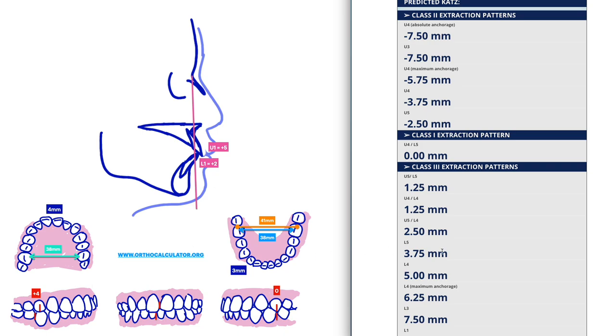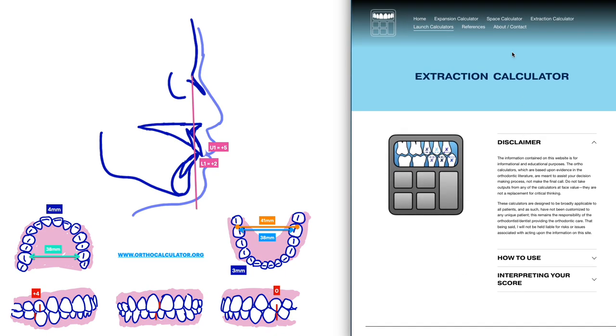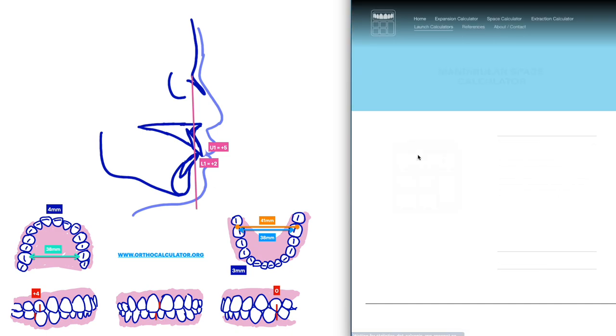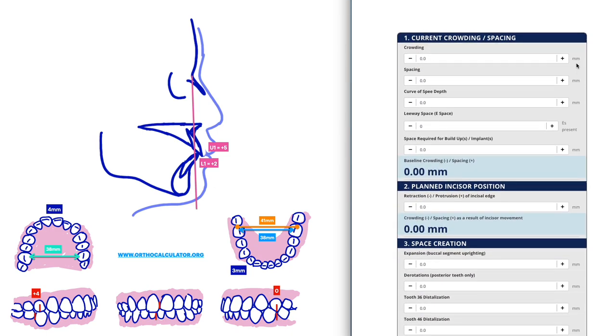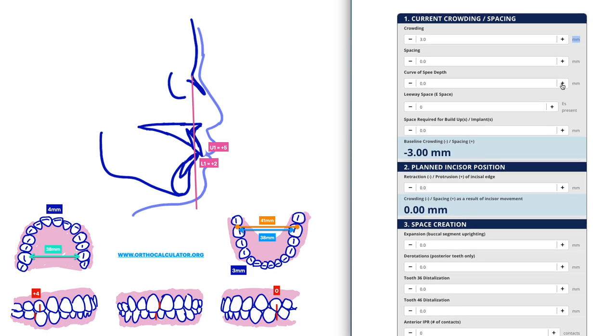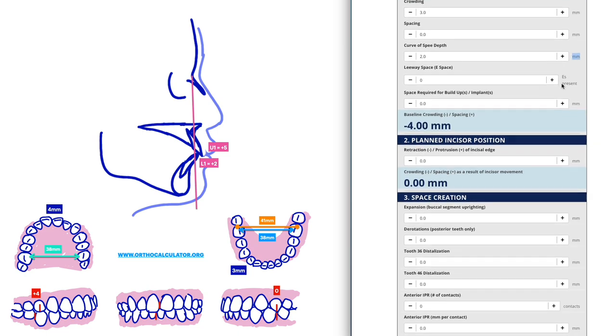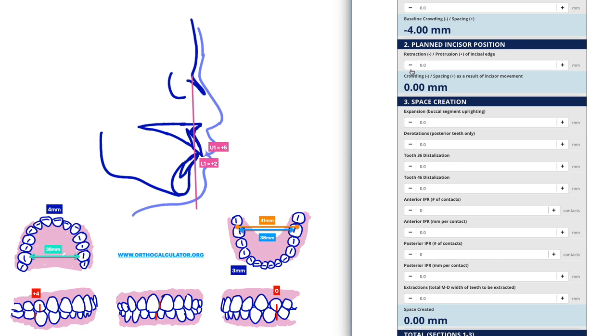So let's keep that in mind, an upper 4 and then upper 4, lower 5 extraction on the right and left respectively. I'm going to go back to the lower space calculator now. So let's punch in all those numbers again. We said crowding is 3 millimeters. I think we said curve of Spee about 2. We want to retract the lower incisors 2 millimeters.